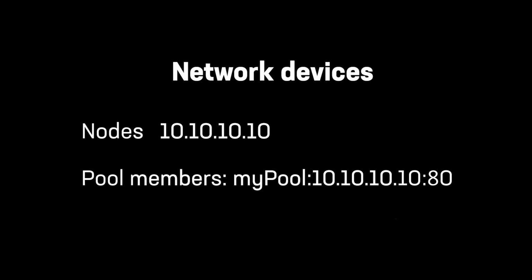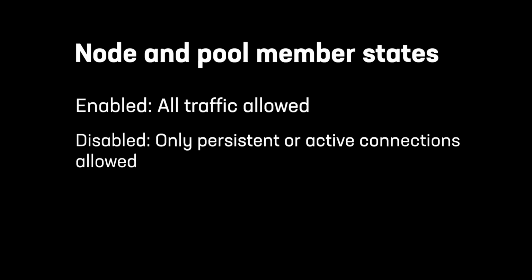The BIG-IP system designates two terms for network devices to which the system load balances traffic: nodes and pool members. A node is identified as the network's device IP address, such as 10.10.10.10. A pool member is identified as the network's device IP address, the service port on which the pool member is listening, and the name of the pool to which it belongs. For example, mypool:10.10.10.10:80.